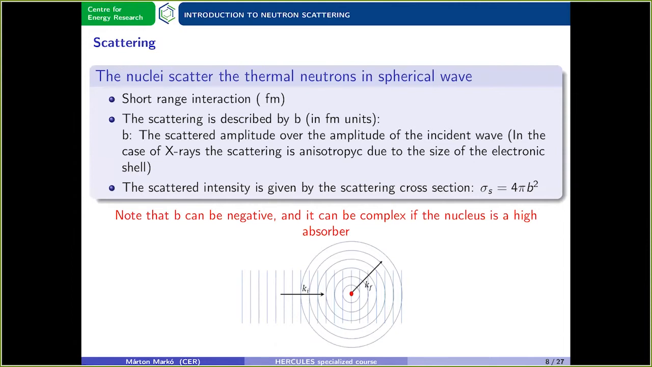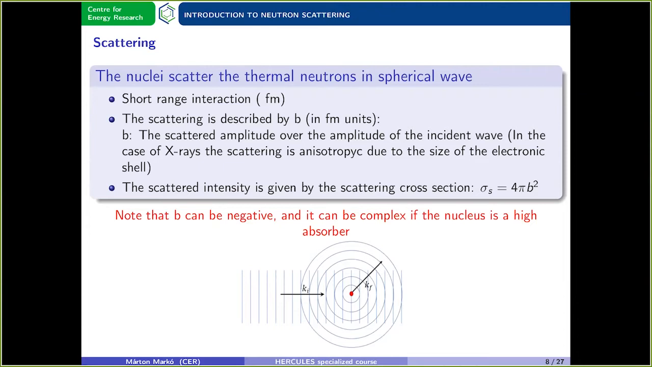And there is a scattering. This is the topic of this talk. So the neutrons are scattered on the nuclei. The interaction is a short range interaction. As I told, it's in the femtometer range. We describe the scattering by b. It's a scattering length. It's measured in femtometers. And this tells us the amplitude of the wave function which is scattered by the given nucleus.